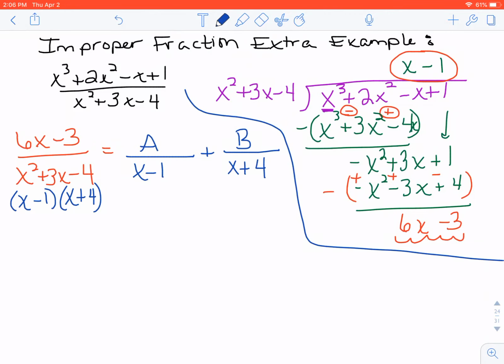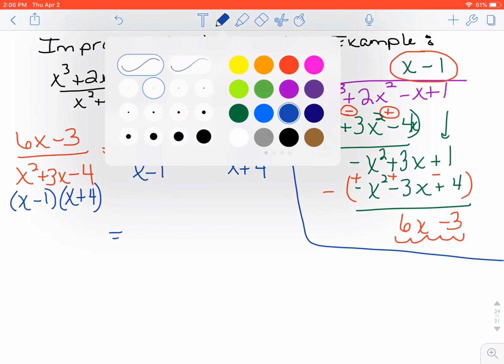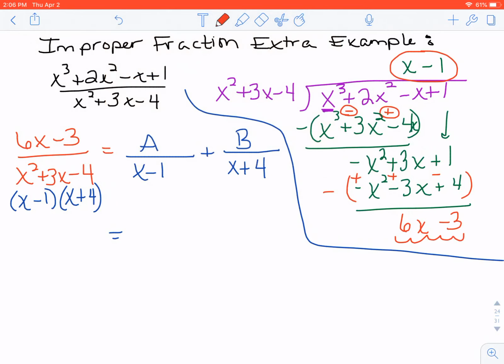And then we're multiplying by the least common denominator. So I need the first one to have the x plus 4, and the second one to have the x minus 1. So the denominator is gone because we multiplied all of this by the least common denominator.